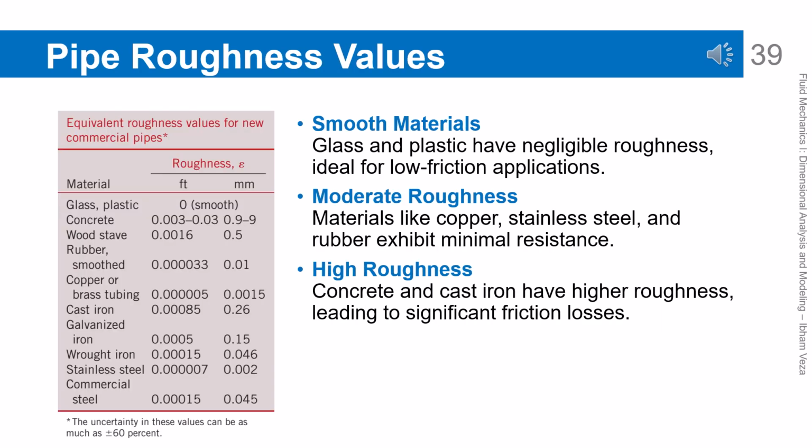Each pipe material has a different level of surface roughness. Materials such as glass and plastic are considered very smooth and produce small friction losses. Materials like steel or copper have moderate roughness. Concrete and cast iron have much higher roughness and therefore increase energy losses. These roughness values must be considered in turbulent flow calculations.